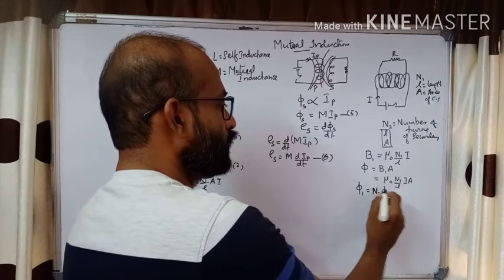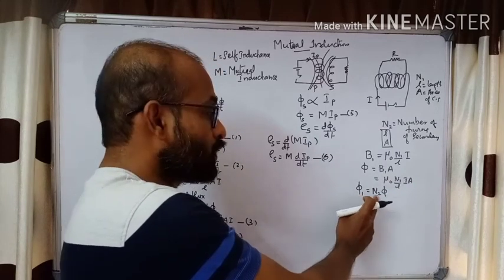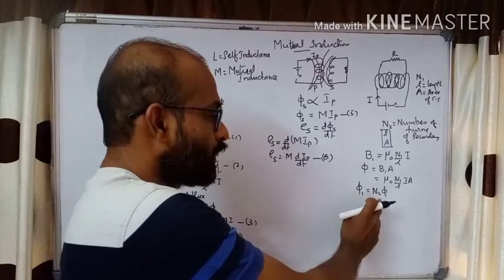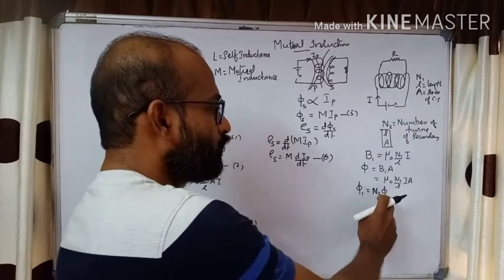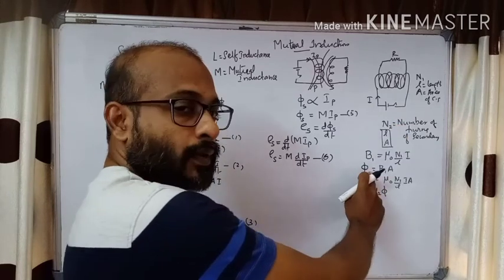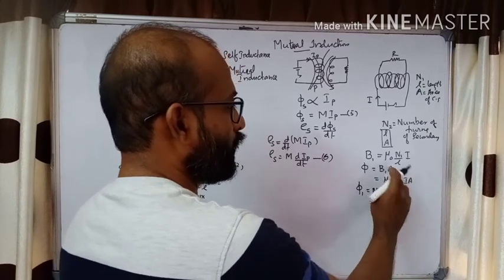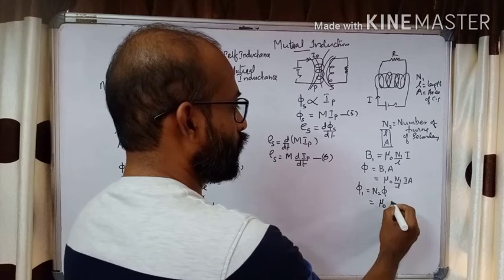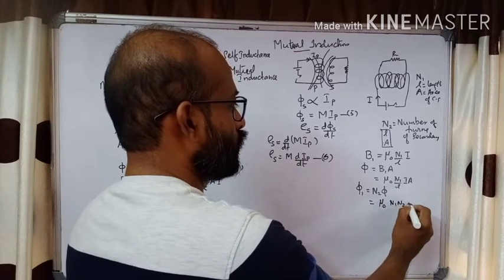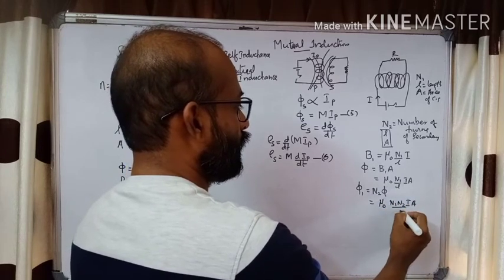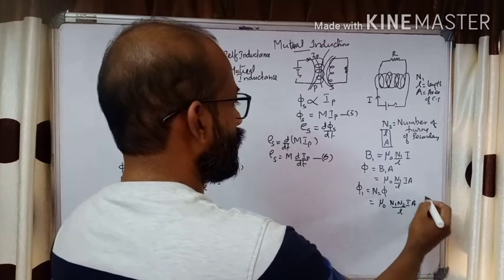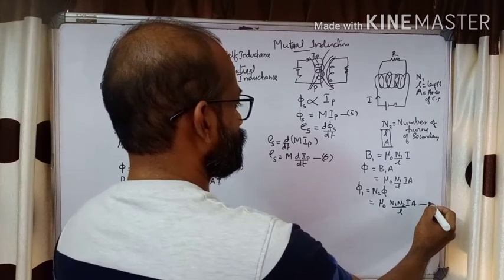This will be equal to the flux linked to each turn, across the N2 turns of the secondary. N2 is the number of turns of secondary, and phi is the flux from the primary. So we multiply N2 with phi and we get mu 0 N1 N2 I into A by L. This is the flux linked to the secondary.